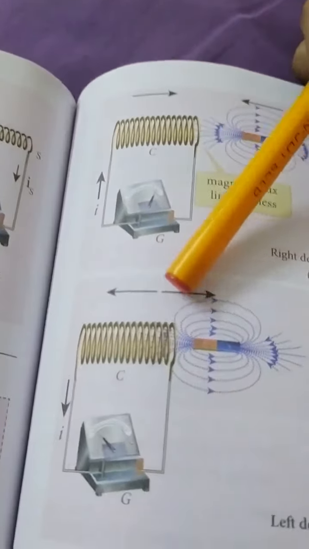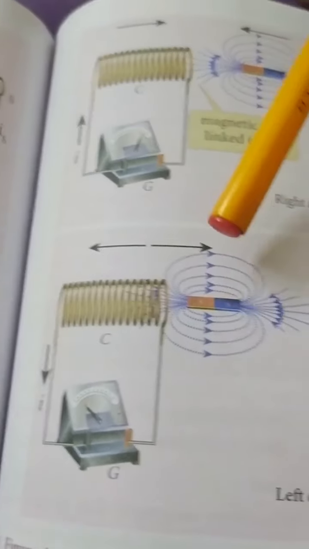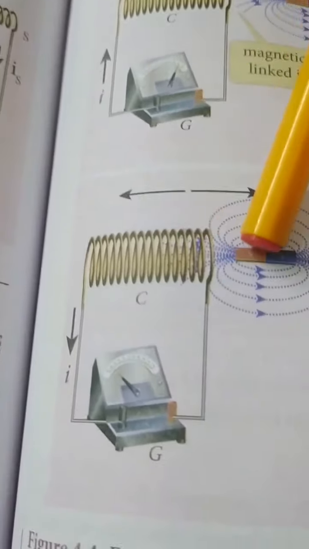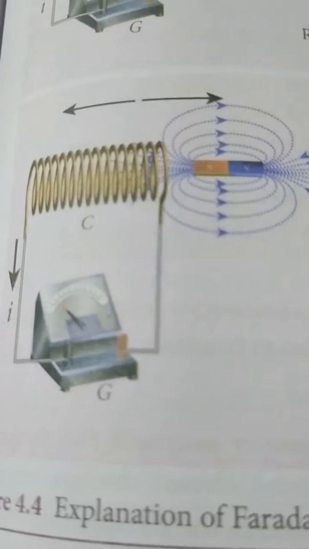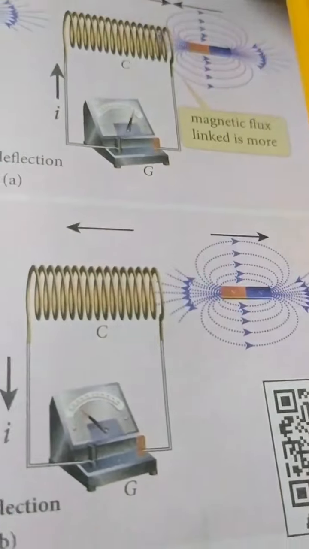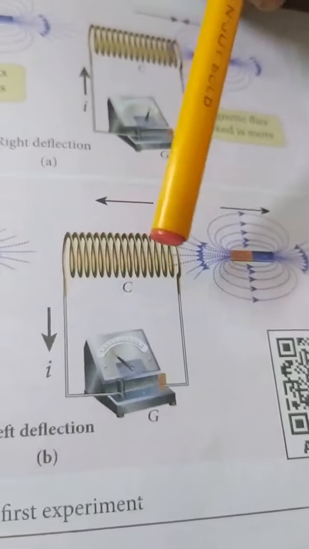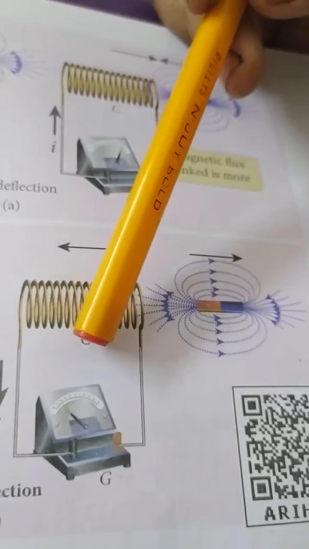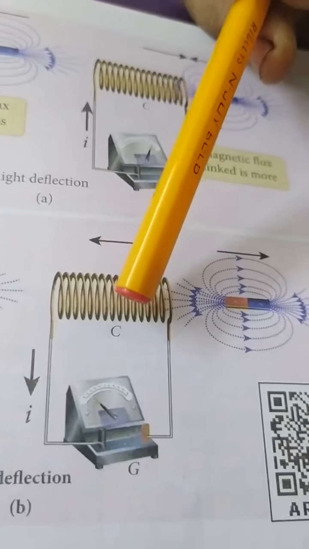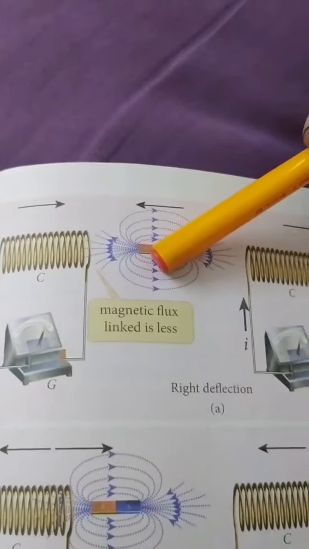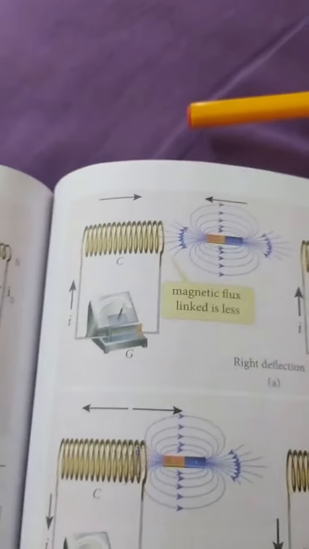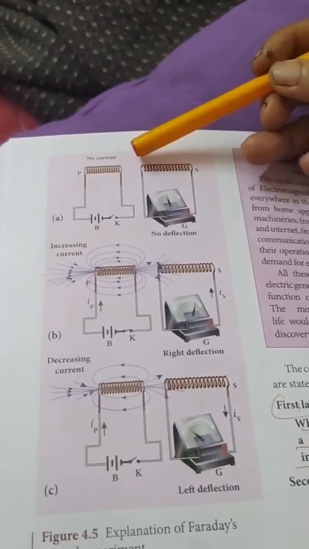Similarly, when you see here the magnet is removed, but still there is some magnetic flux linked, so there will be deflection like this. When the magnet is moved away again, the flux linked is small, and so the deflection is also small. So when the magnetic flux increases, the deflection will show a greater reading. So that is the explanation in terms of magnetic flux. By seeing the diagrams, you can understand how the change in magnetic flux induces the EMF. And so this is the explanation for the second experiment.